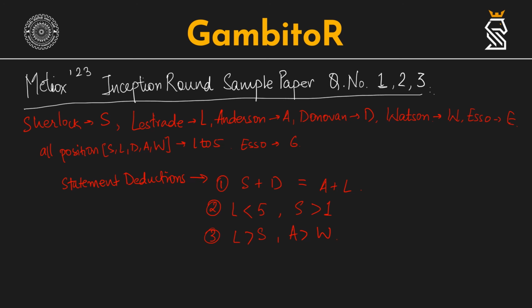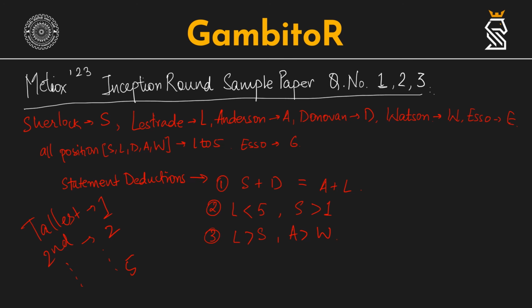Today we'll be starting a solution series for Metiox Inception round sample papers, and we are here with question number 1, 2 and 3, which were paragraph type questions, and the paragraph gave information about 5 people. It is Sherlock, Lestrade, Anderson, Donovan, Watson, and the paragraph gave information about heights of these 5 people. So what the paragraph says is these 5 people were numbered according to the heights, with the tallest person given position number 1, second tallest given position number 2, and so on till position number 5.